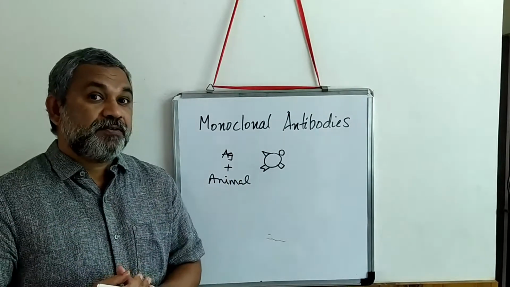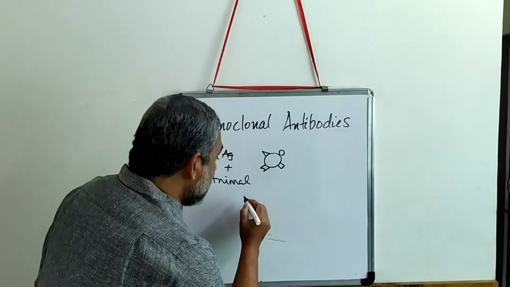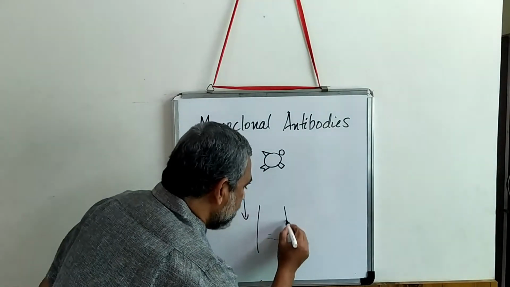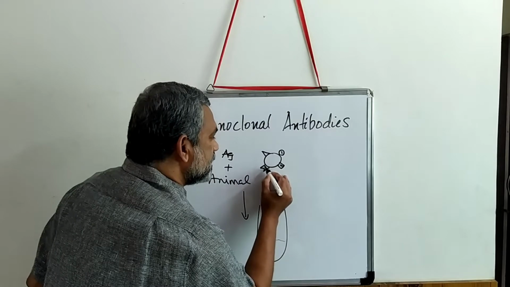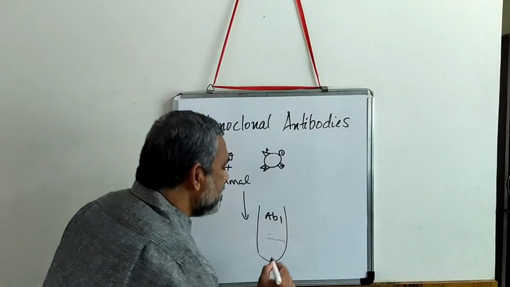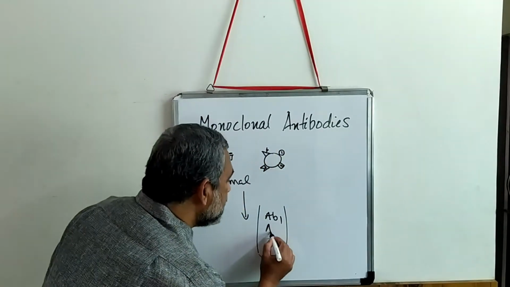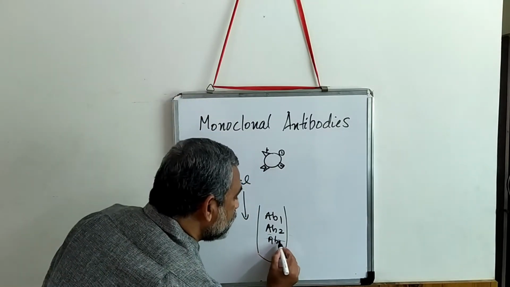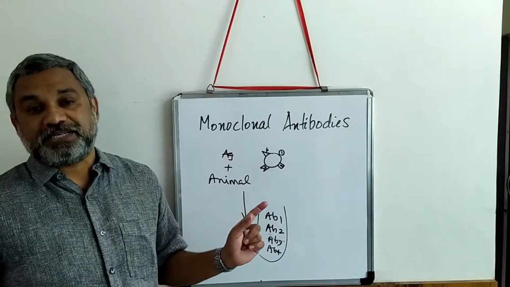After a few days, when we collect the antiserum from this animal, you can get the antiserum having antibodies against, let us number these as 1, 2, 3 and 4. There will be antibody number 1 which is specific against this antigenic determinant, antibody number 2 specific against this, similarly antibody number 3 and antibody number 4. This is what we are going to get.